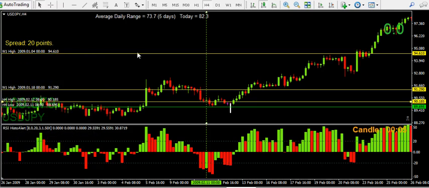Again, 2B reversals, part two. So, Carlos, you asked about entries. Well, you could use the RSI histo alert with a lot of confidence, I think, entering these 2B reversals.